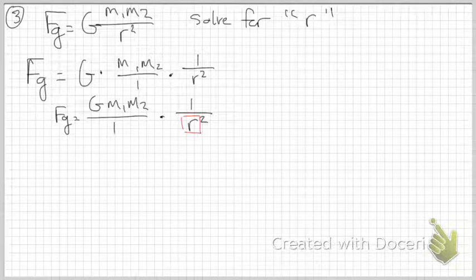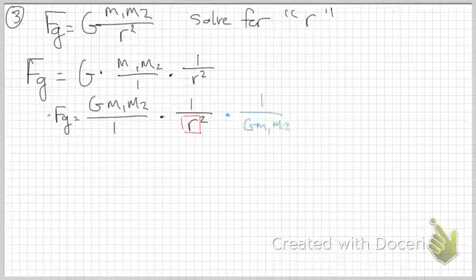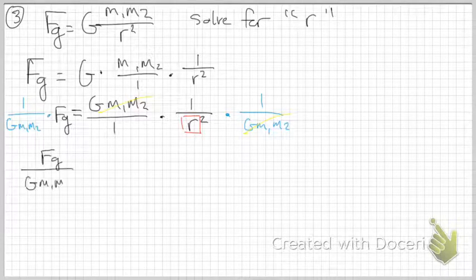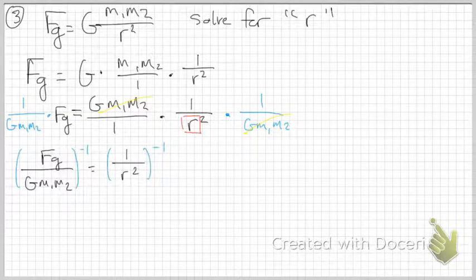Then on the third line I've put them back together partly. F sub g equals big G times m1 times m2, all that divided by 1 times 1 over r squared. You see I'm kind of separating it out where I can just focus on the r that I'm looking for. And what am I going to do next? I can multiply by the reciprocal to get my larger fraction onto the left side. So now I have F sub g divided by G m1 m2 equals 1 over r squared. And I'm looking for r.